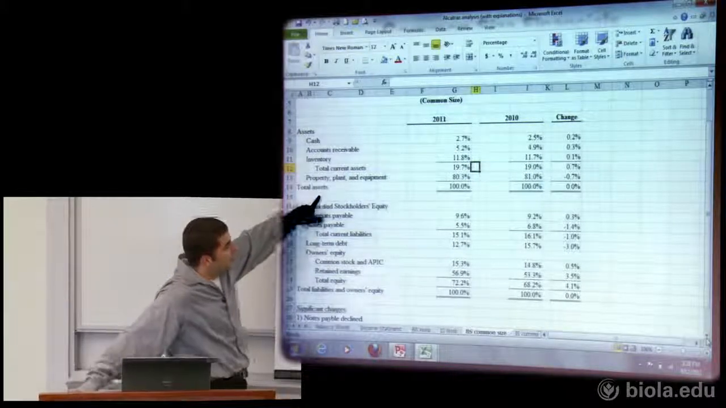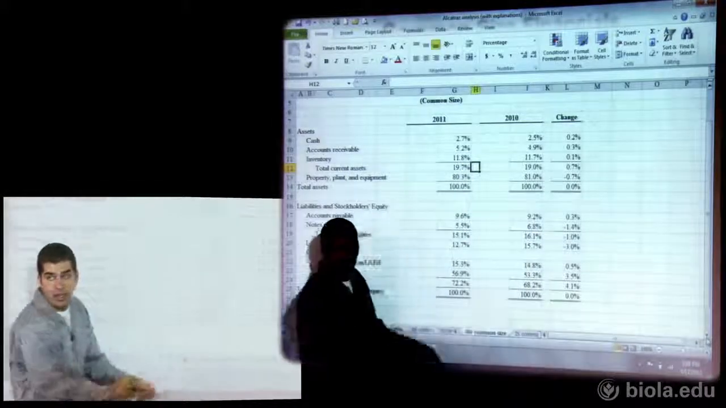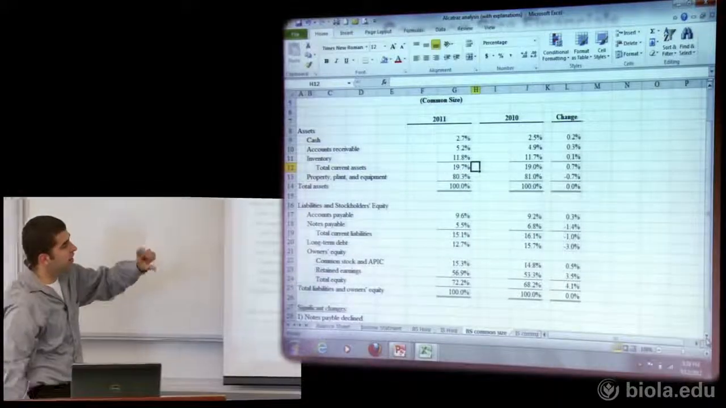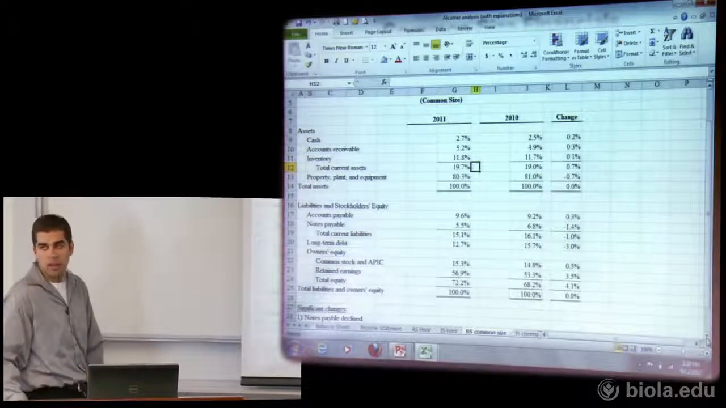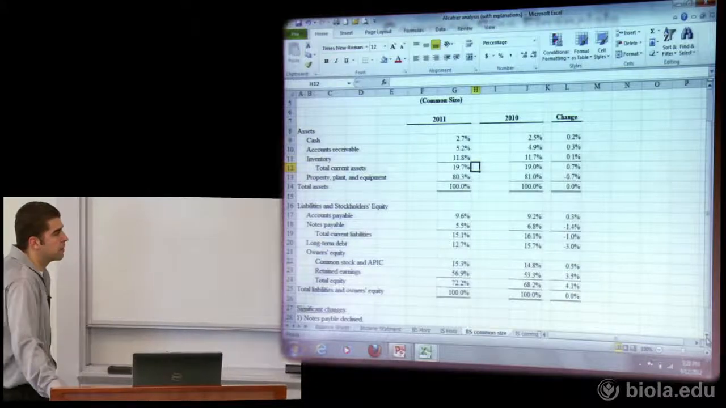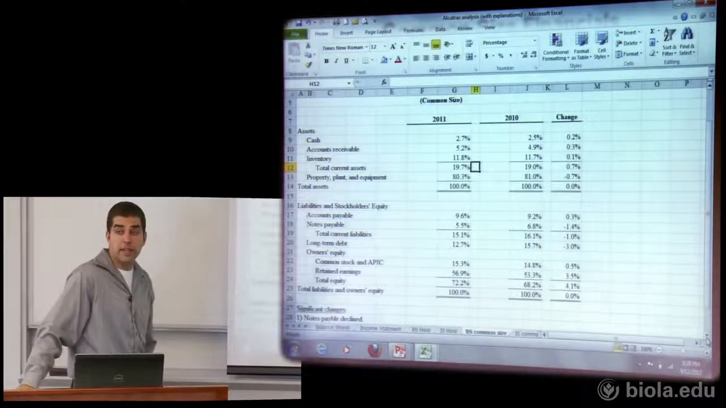Total assets is right here. So this percentage right here is always going to be 0, right? Because these are always going to be 100%. Okay, so we're going to have to look at the other items. But what other items do you see? Hang on. Okay, someone else jump in here. What'd you have?